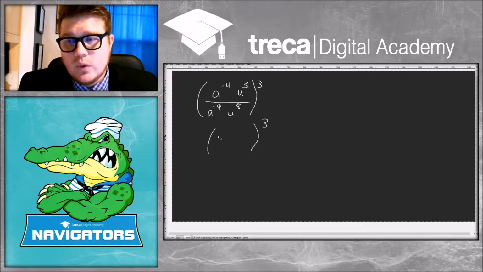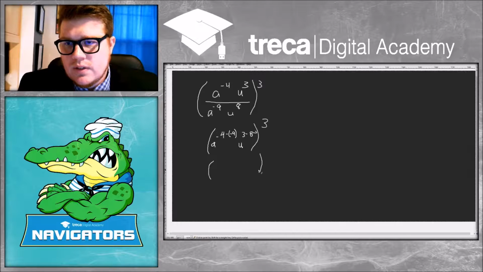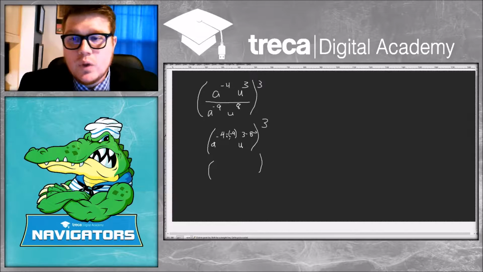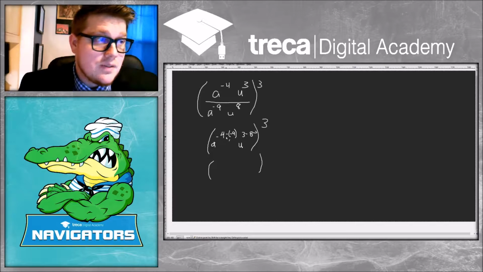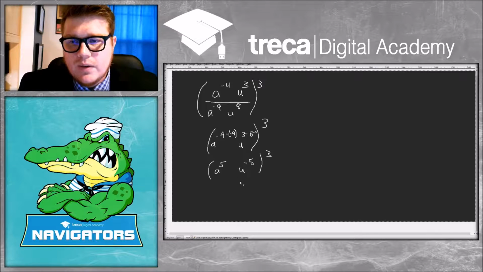A to the negative fourth minus the negative ninth, u cubed minus eighth. Okay. So then we have a negative 4 minus negative 9. Minus negative is the same thing as plus. So that would be a to the fifth. U to the third minus 8 would be u to the negative fifth. And then this is raised to the fifth power.